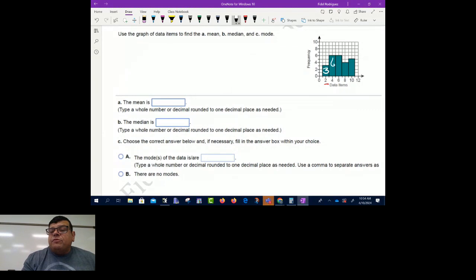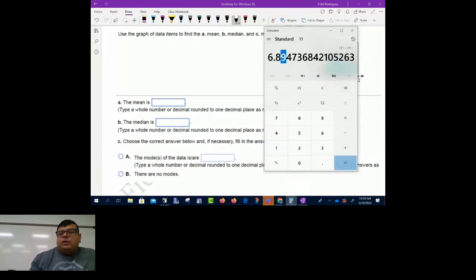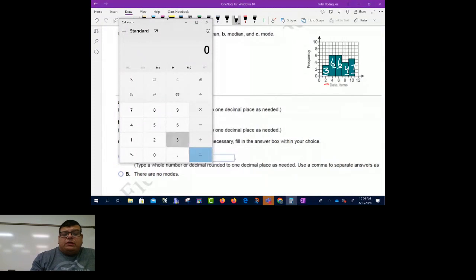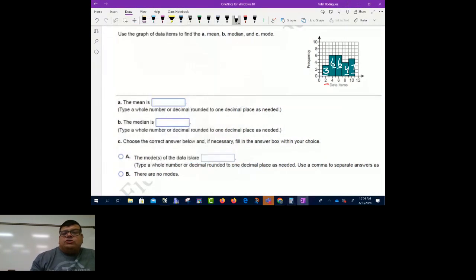The number 4 appears 6 times. The number 6 appears 6 times as well. I'm sorry, the number 8 appears 4 times, and the number 10 looks like 7 times, okay? So if we wanted to find our average, the first thing we'd need to figure out is how many numbers we have total. We have 3 numbers and 6 numbers and another 6 numbers and 4 numbers and 7 numbers. We got a total of 26 numbers, right?